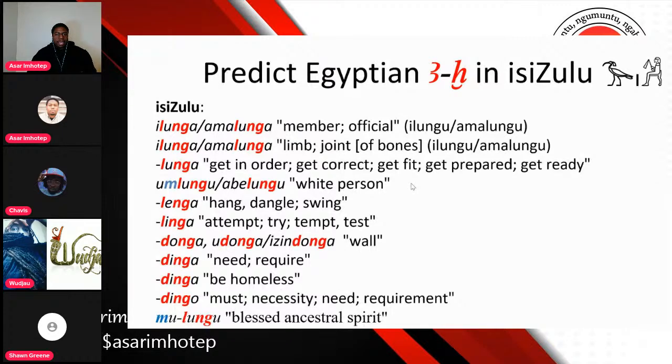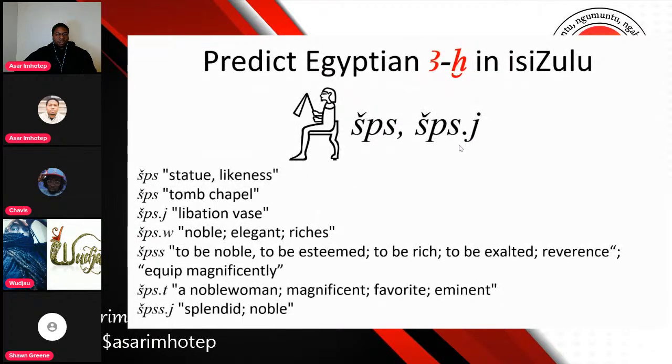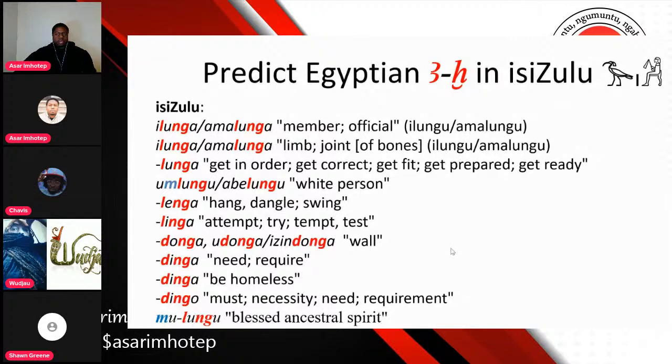So, given that our or ak here corresponds to L, N, G in isiZulu, we would go through the same process in isiZulu to see what term may, in fact, align with what we were able to see, based upon the determinative, even though we're not arguing that the determinatives and the words used for it are cognate. But let's look at these words here. Ilunga, Amalunga, a member or an official.